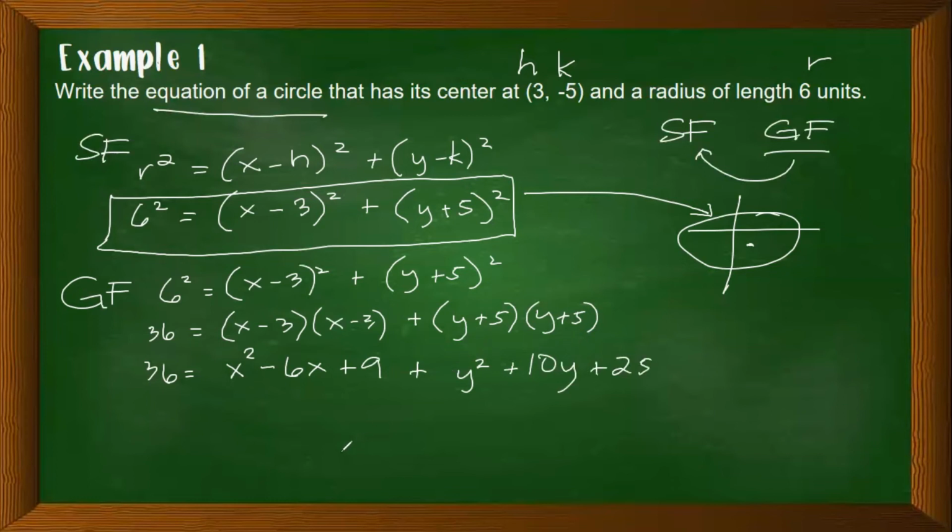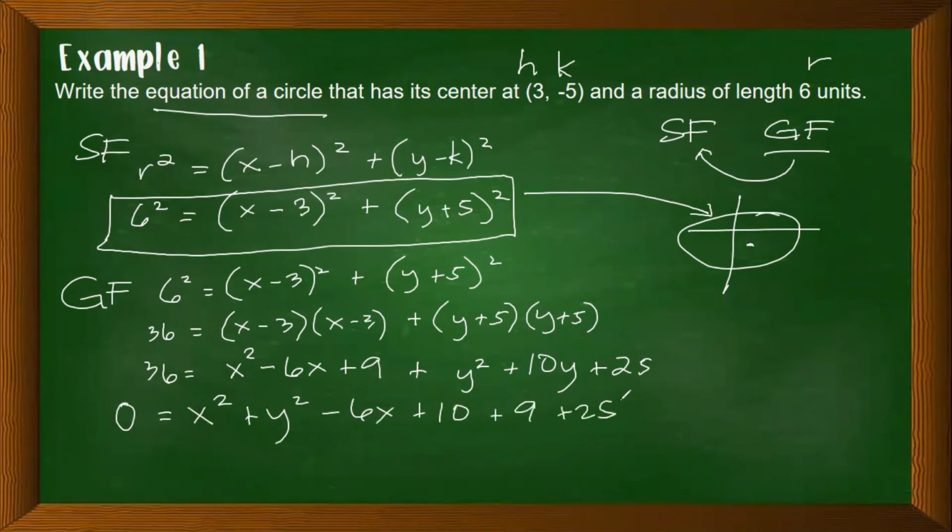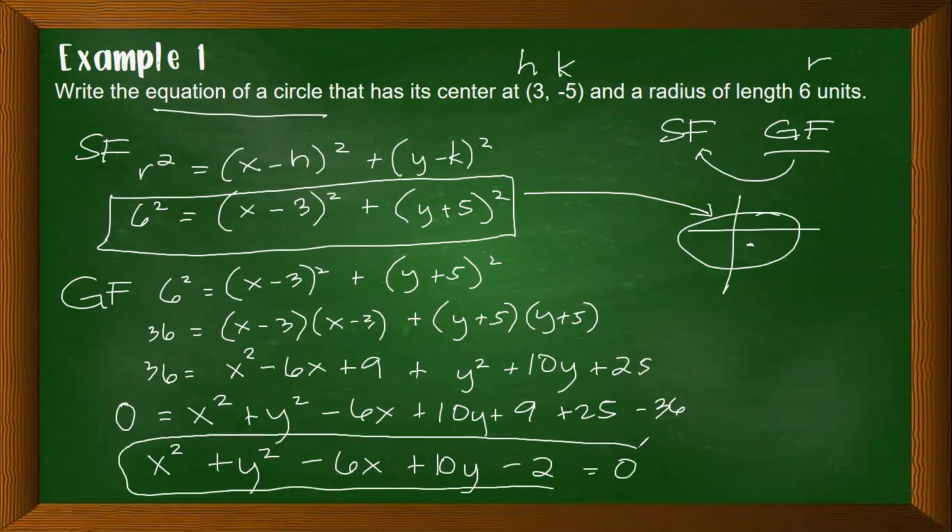Okay, so then operate. Combine like terms. Pwede si whole number, di ba? 36, 9, and 25. Arrange ko lang. Magiging 0 na dyan kasi transpose ko yung 36 dun sa kabila. Then, arrange ko lang para meron na tayong itsura sa final answer. Now, we have here 9 plus 25. Then, transpose ko yung 36. Pwede pa siya ma-operate, di ba? So, if you combine 34 and negative 36, magiging negative 2 na. So, therefore, the final answer now would be x squared plus y squared minus 6x plus 10y minus 2, equivalent to 0. So, this is now your general form.